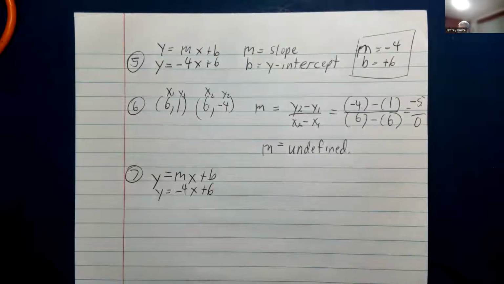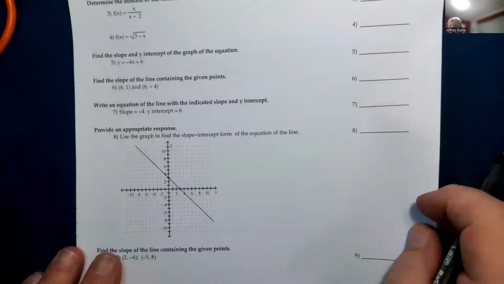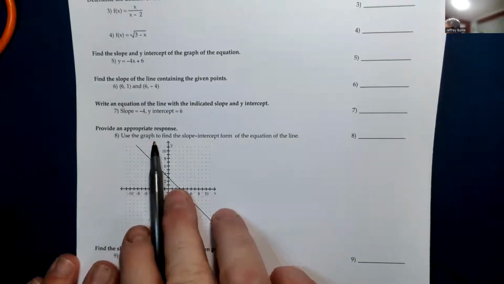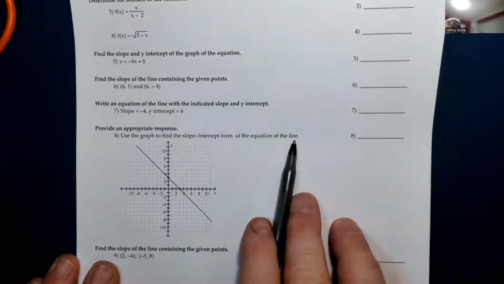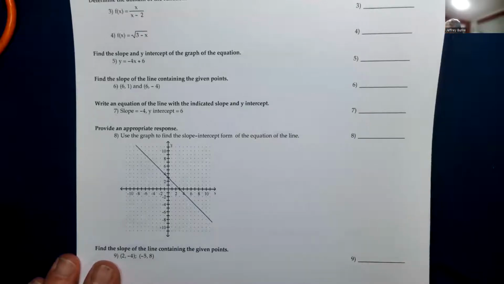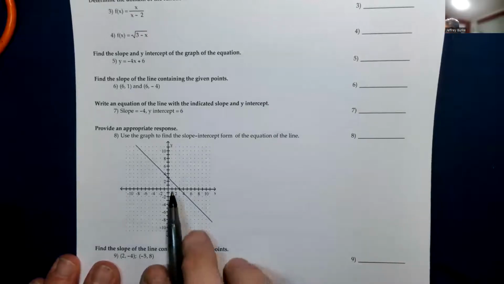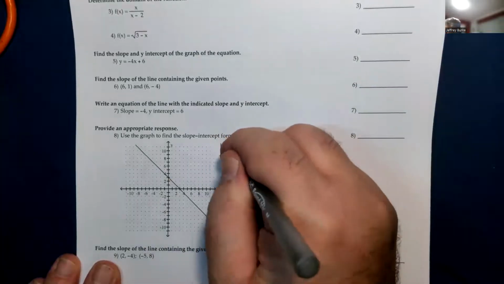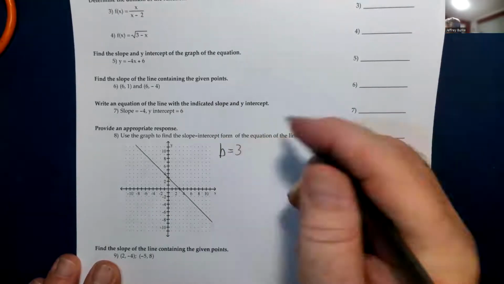The next 2 questions I'm going to do directly on the test paper. It'll be especially helpful to have the graph for this to show how this is done. Number 8 says use the graph to find the slope-intercept form of the equation of the line. So there are a couple of ways that this could be done. I'll use the more traditional way. First off, if we look carefully, this line appears to cross at 3. So we can see from this graph that b is going to equal 3.